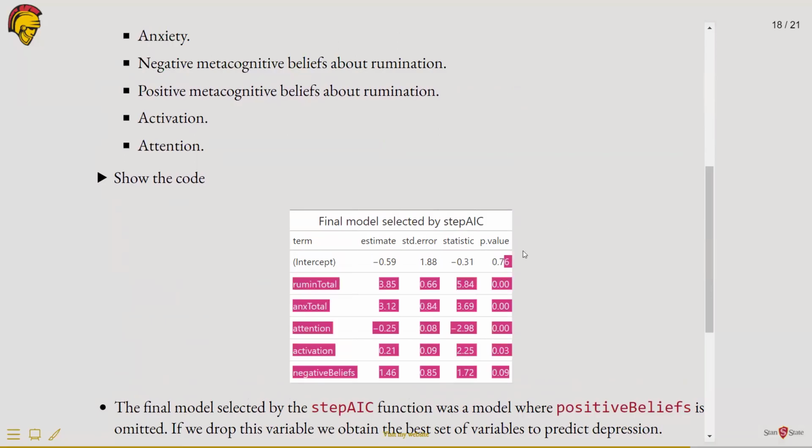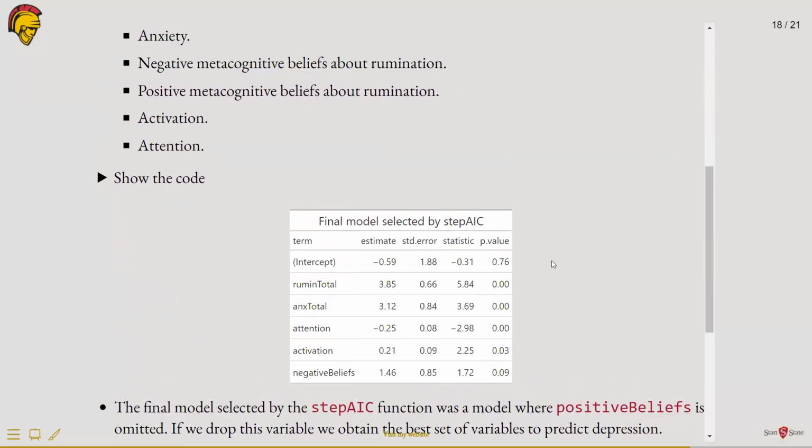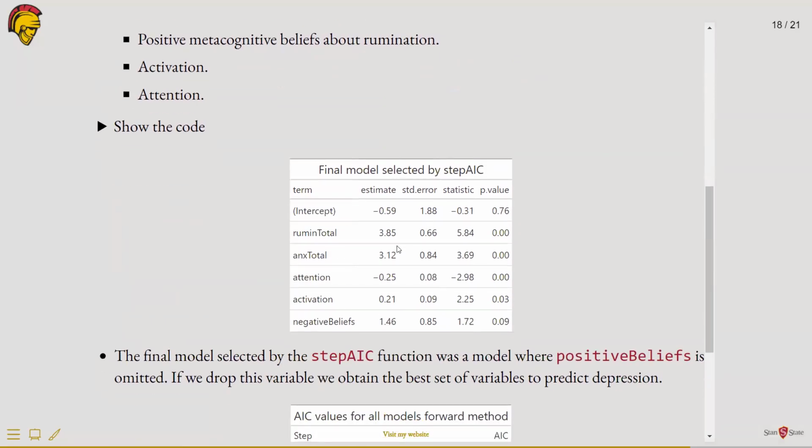All right, this is the result. This is the full model. In the full model, we can see that rumination has a slope that is not explained by chance. That means that rumination is related to depression, of course. Anxiety as well. Attention is also related, right? And we can see activation and negative beliefs about rumination. I haven't added positive beliefs about rumination.